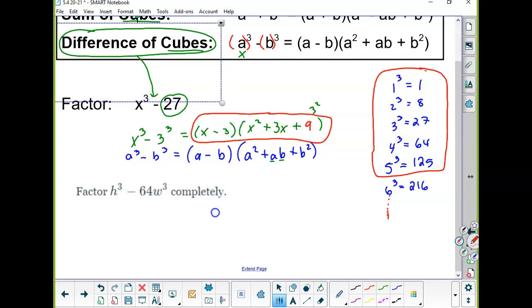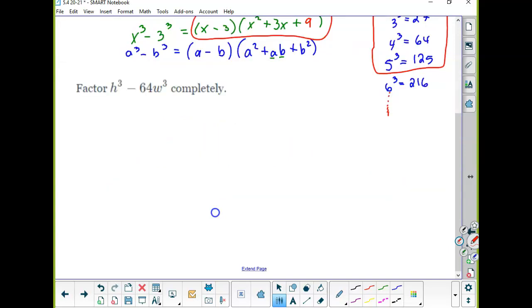I would write this down too, by the way. I'll give you a second to write that down. This did come right from Delta Math, so you know you'll see something similar to it.